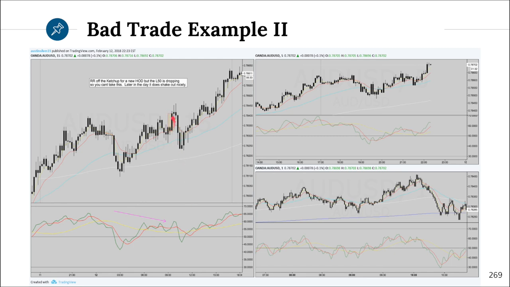But for this entry here, where you would see this railroad forming and you might get excited, be careful with this dropping liquid 50. You want to avoid going long until you are proven that you are in an uptrend, like it does here later in the day.